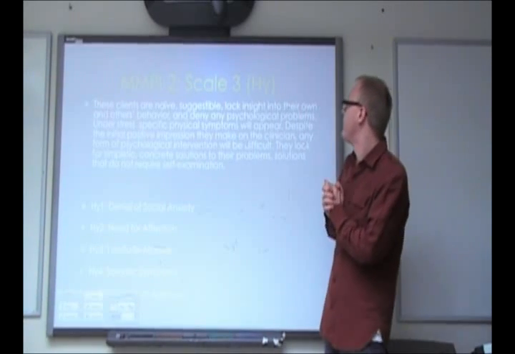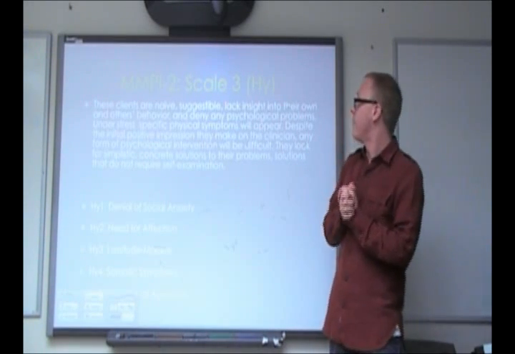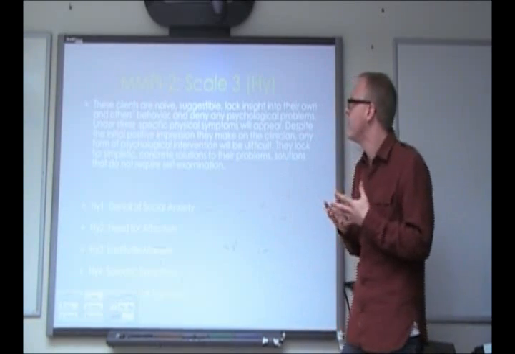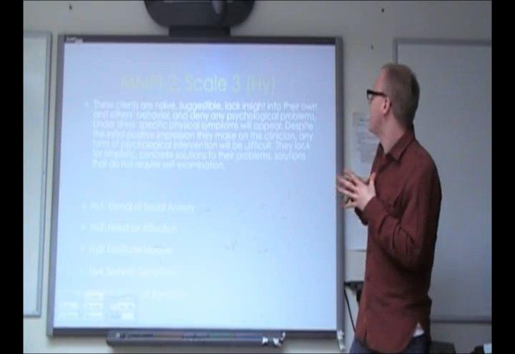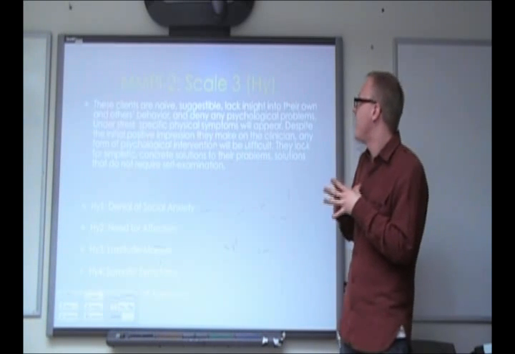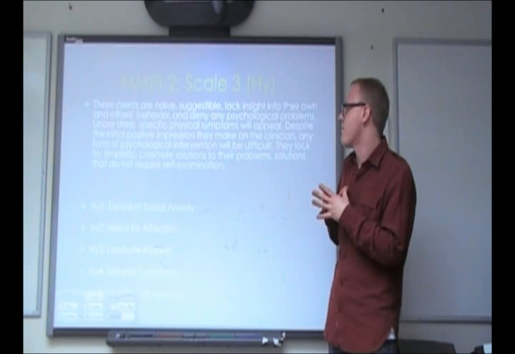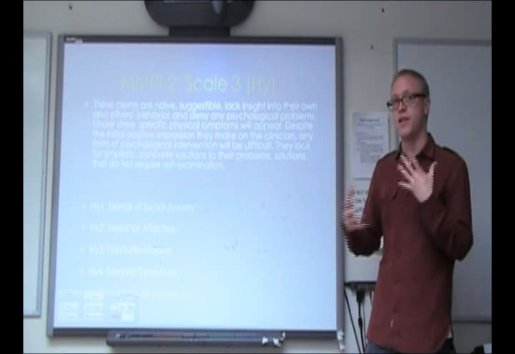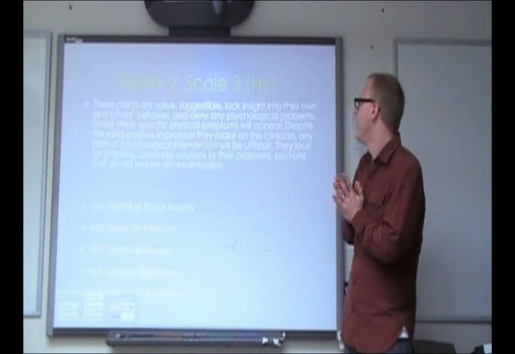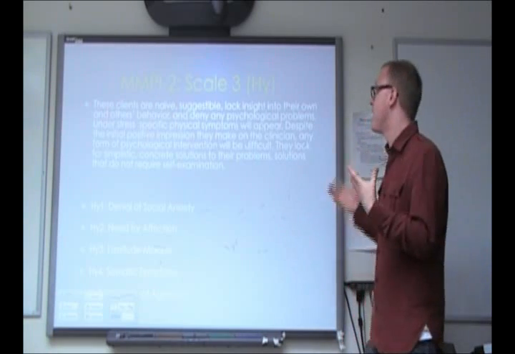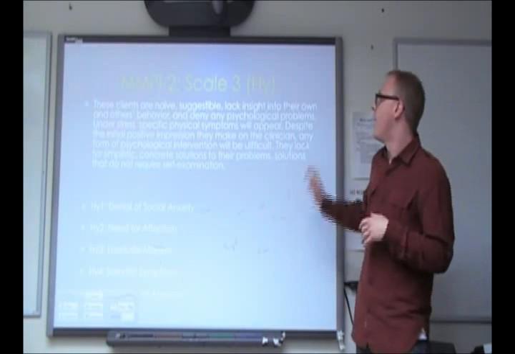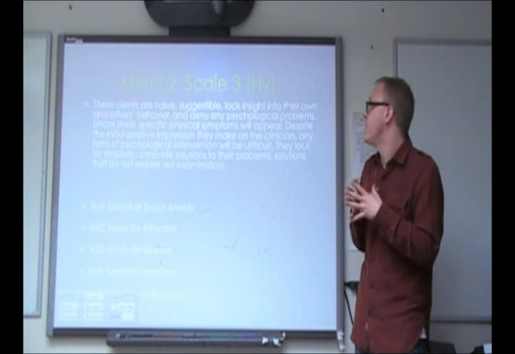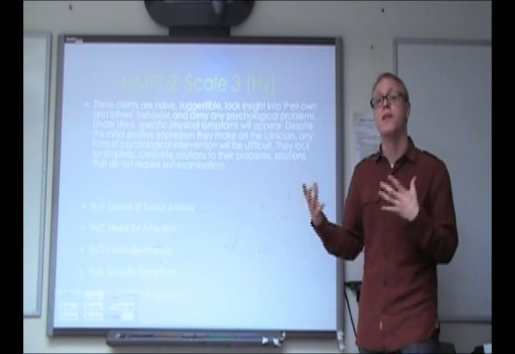Scale 3, HY, hysteria. Again, very old school term. These clients are naive, suggestible, lack insight into their own and others' behaviors, and deny any psychological problems. Under stress, they can have physical symptoms, similar to scale 1, but that's under stress, not always, and they're not vague, they tend to be more specific. Despite the initial positive impression they make on others, or on the clinician, they're difficult to treat.